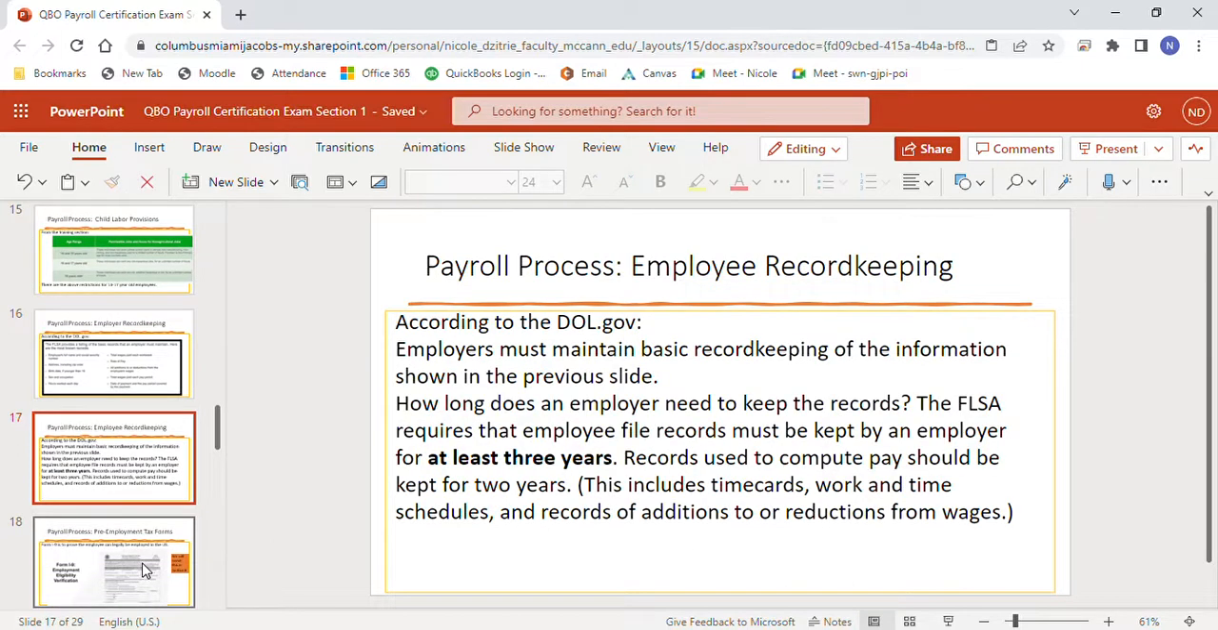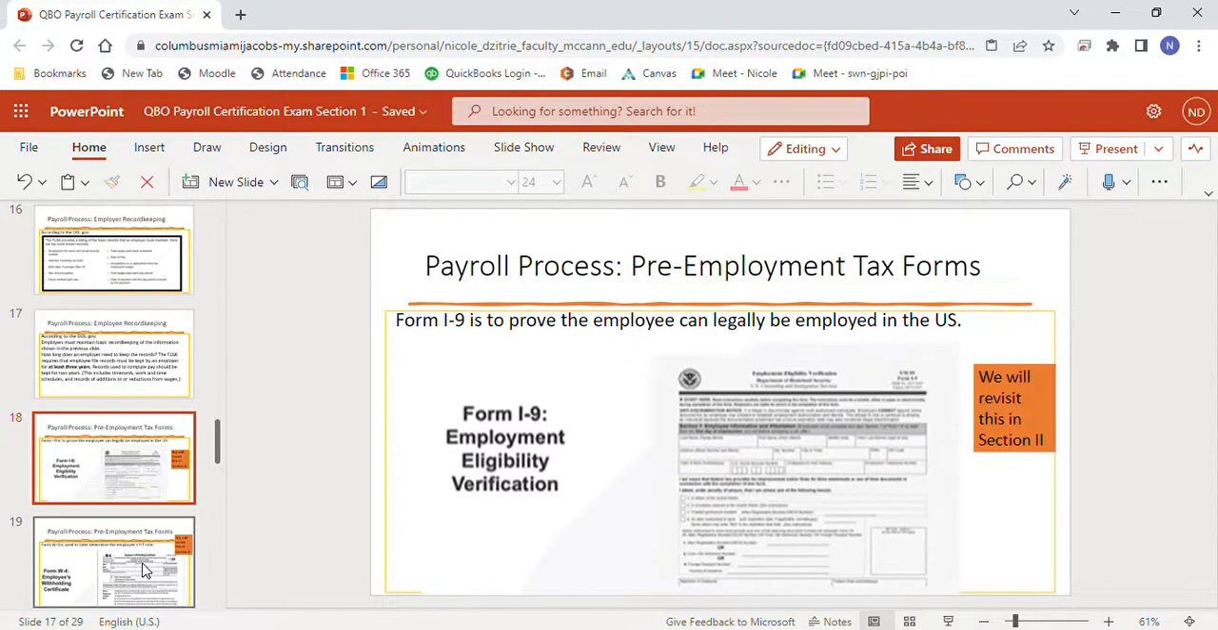Also, according to the Department of Labor.gov, this is all off mostly governmental websites, employers must maintain basic record keeping of the information shown in the previous slide. How long does an employer need to keep those records? The FLSA requires that the employee file records must be kept by an employer for at least 3 years. Records used to compute pay should be kept for 2 years. And that would be time cards or schedules or any type of additions or reductions in wages. But they need to keep it for at least 3 years because think about it, the IRS can decide to audit you for up to 3 years. So they might need to reach out to the company and get there.